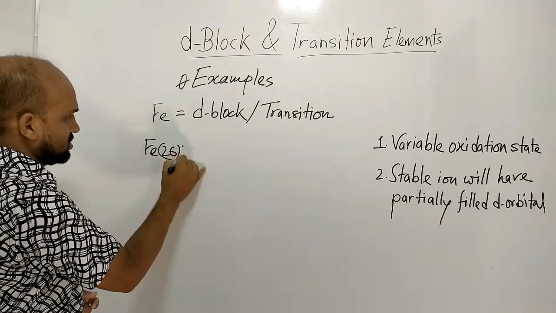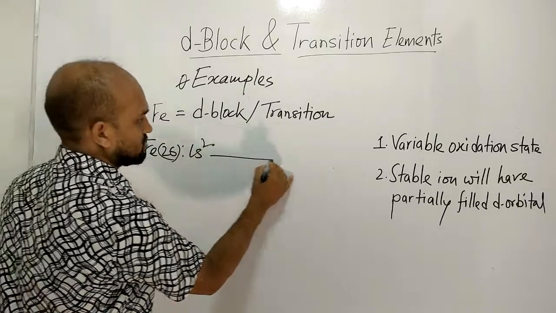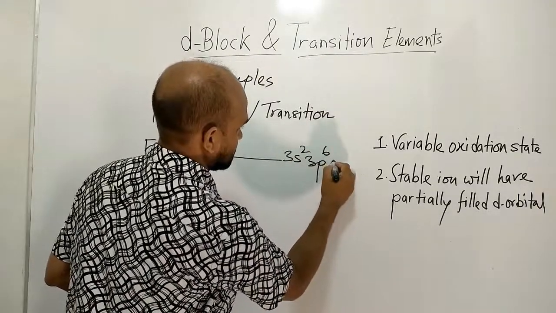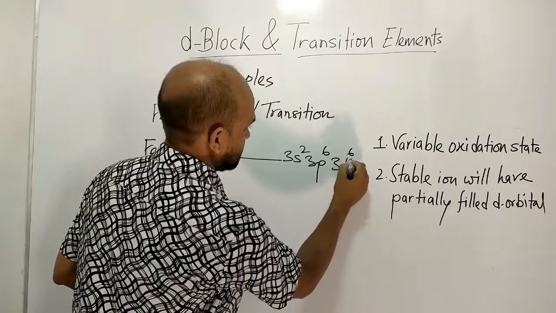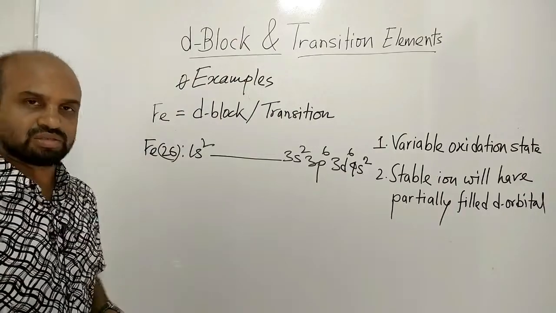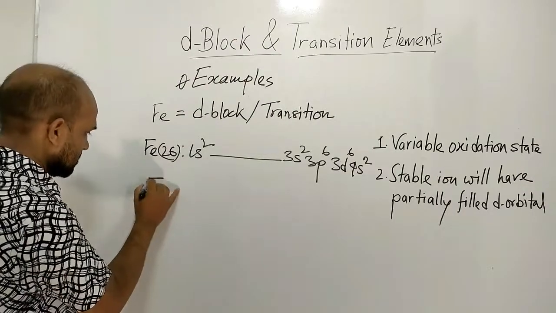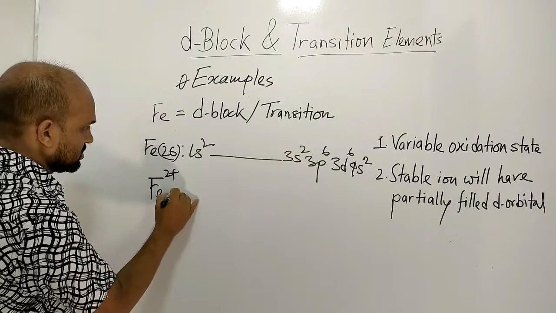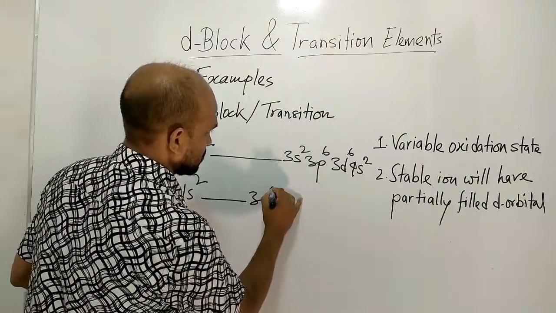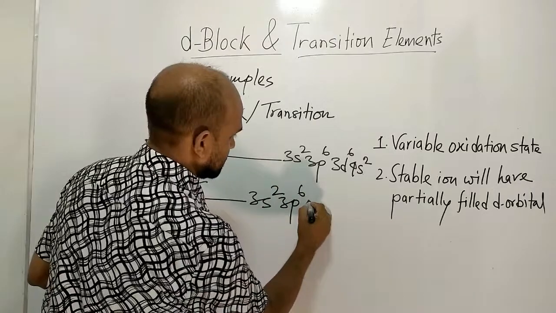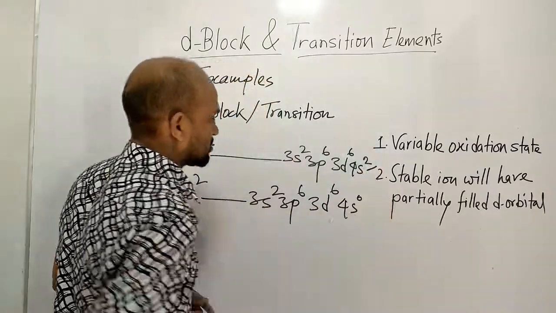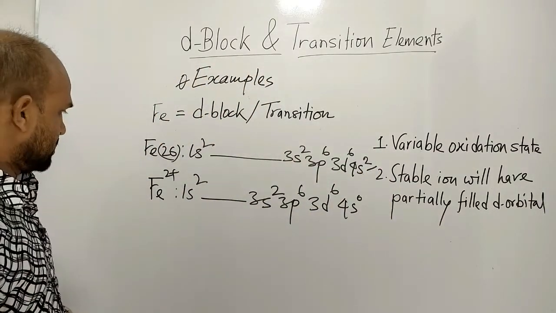Iron 26: 1s2, 2s2, 2p6, 3s2, 3p6, 3d6, 4s2. There are two ions of iron like this. Iron 2+: 1s2, 2s2, 2p6, 3s2, 3p6, 3d6, 4s0. That means these two electrons will go away.